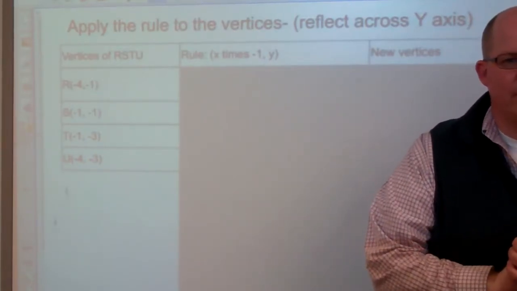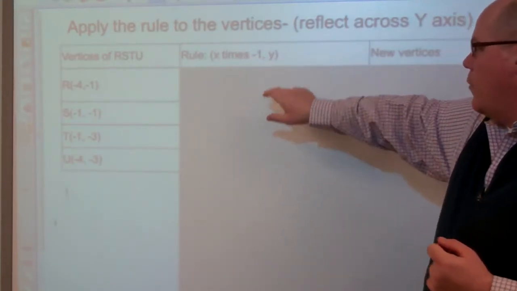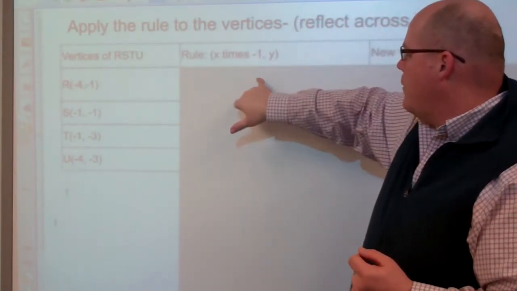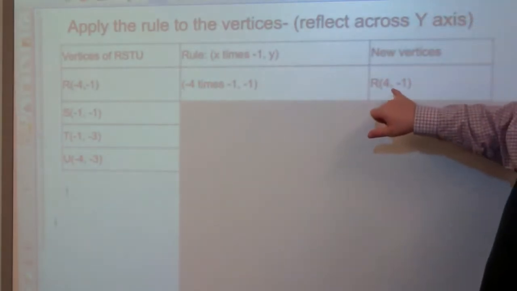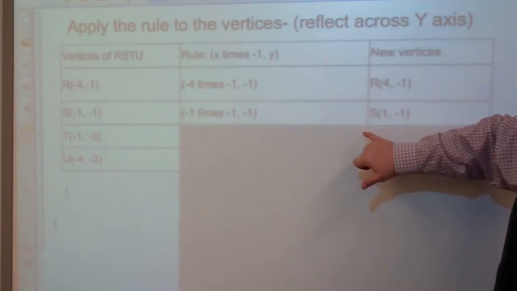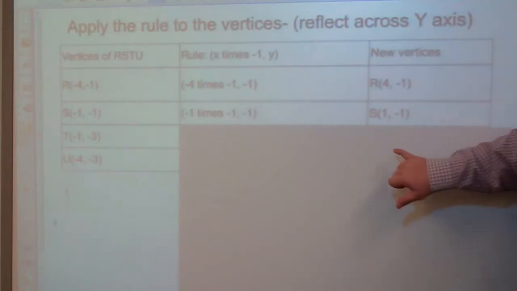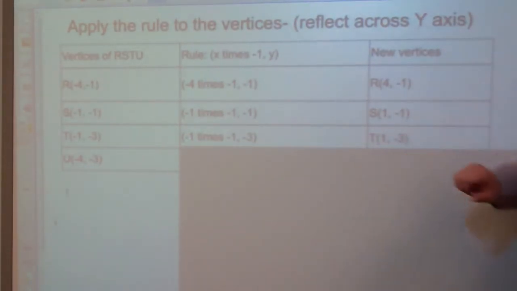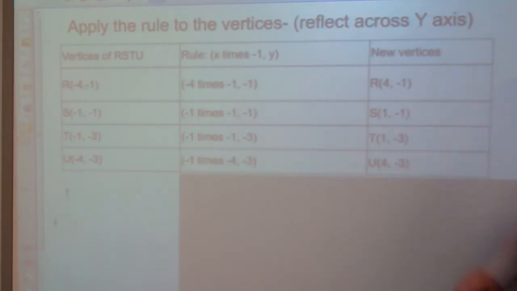All right, now that you have an opportunity to do that, let's quickly go over the answers. So when we multiply x times negative 1 and y, negative 4 is x, so we multiply that times negative 1. And y does not change, so our new vertex becomes (4, negative 1). For S, follow the same rule, our new vertex is (1, negative 1). T, our new vertex becomes (1, negative 3). And U, our new vertex becomes (4, negative 3).